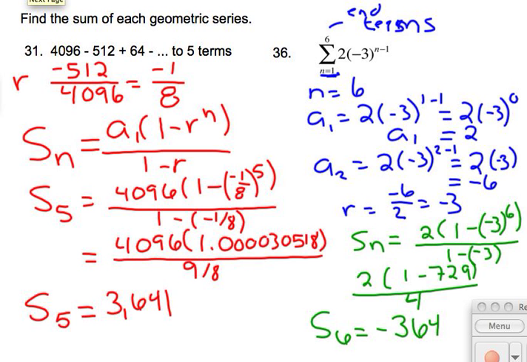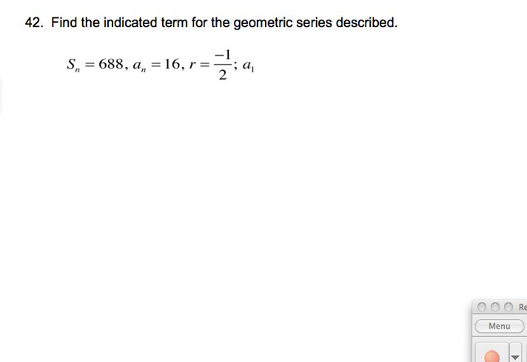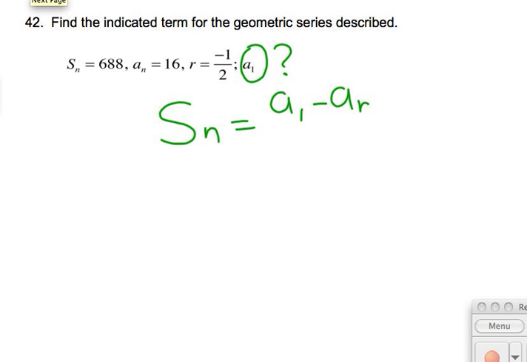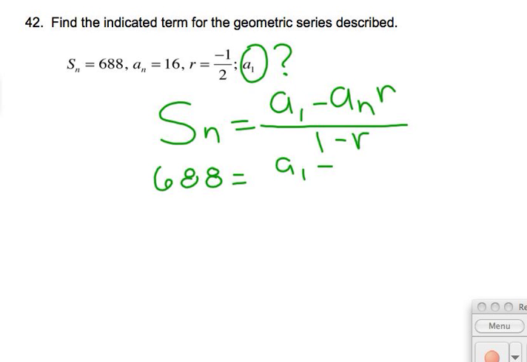And the last one is a working backwards one, where I give you the sum on problem 42. I give you what the last term is, and I give you that the r is a negative 1/2, and you are asked to find out what a sub 1 is. That's what we are looking for, is what is a sub 1. Because they're giving me a sub n this time, I'm going to use S sub n is equal to my a sub 1 minus my a sub n times r all over 1 minus r. Substituting in, I have 688 on the left. On the right, I'm going to have a sub 1 minus 16 times a negative 1/2 all over 1 minus a negative 1/2.